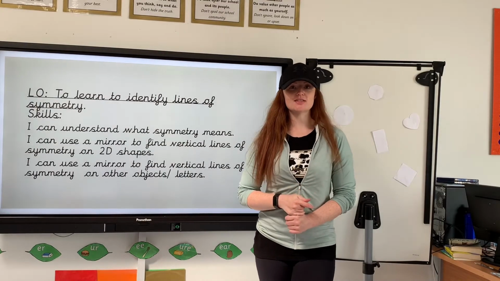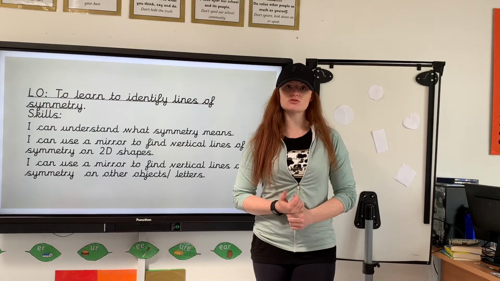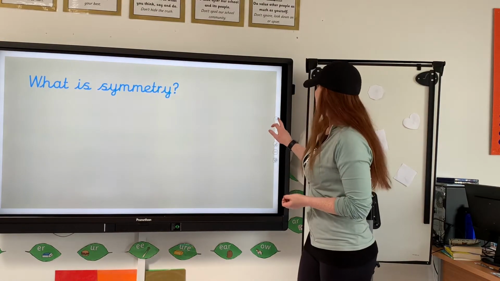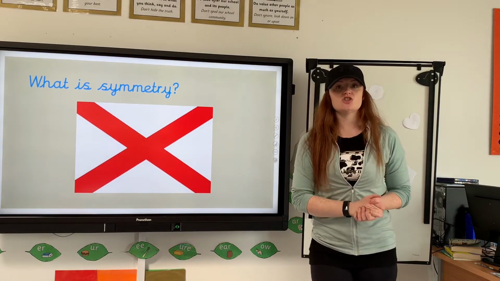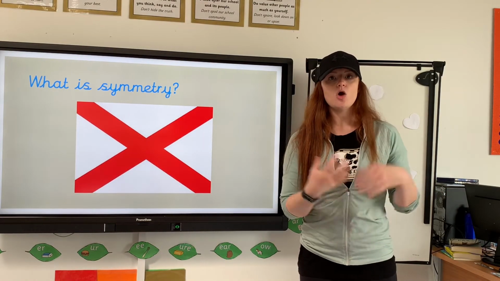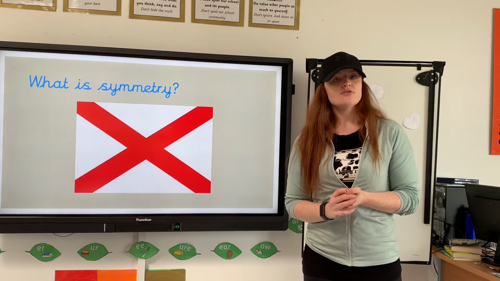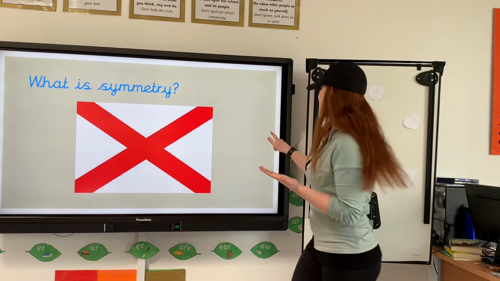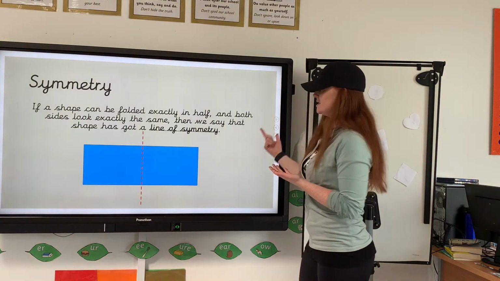Today we are going to be learning to identify vertical and horizontal lines of symmetry on 2D shapes. So what is symmetry? There's a shape here, and if I was going to ask you, do you think this shape has lines of symmetry, what might come into your mind? For some of you, you might think, I can't remember what symmetry is, Miss Bailey. So let's see exactly what symmetry means.